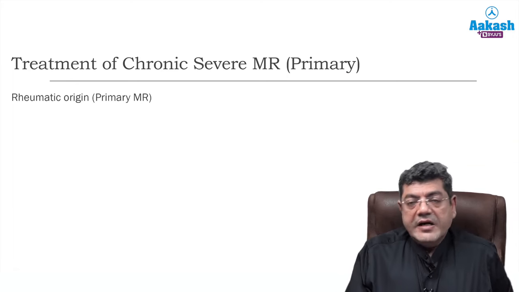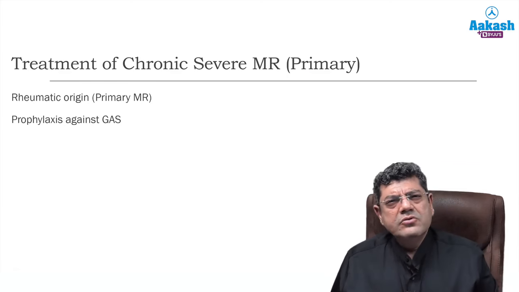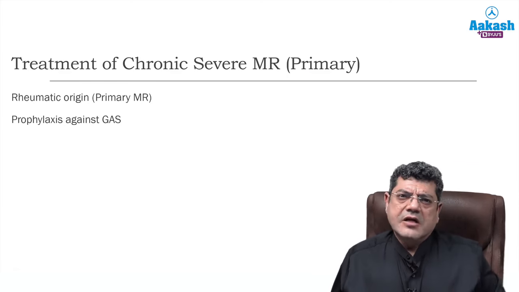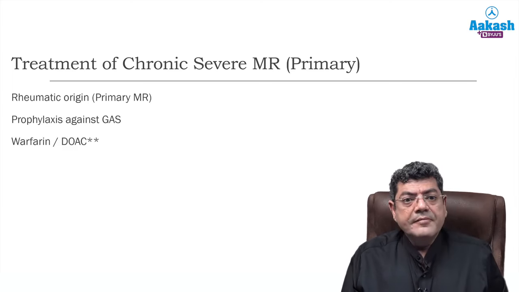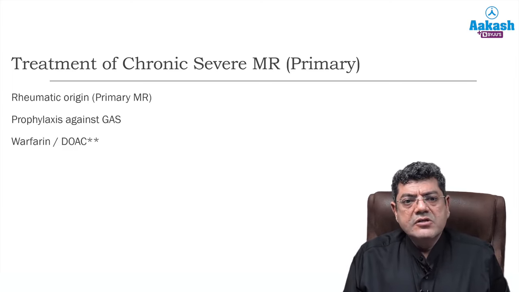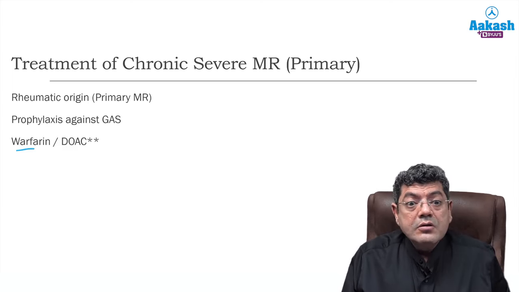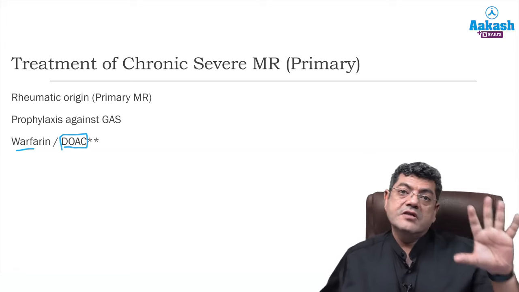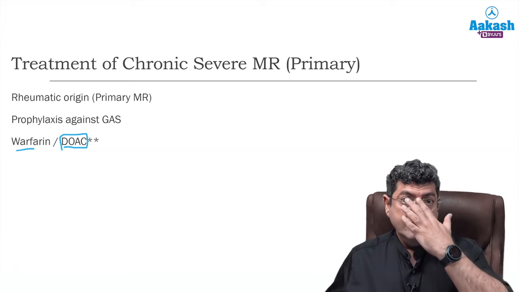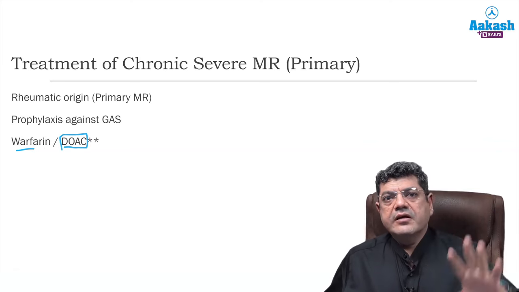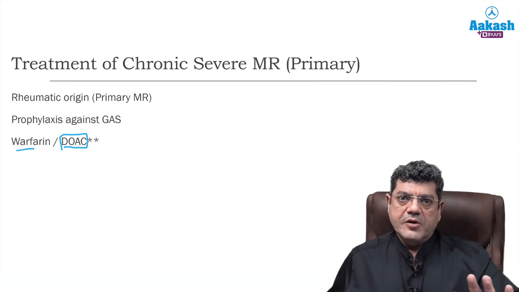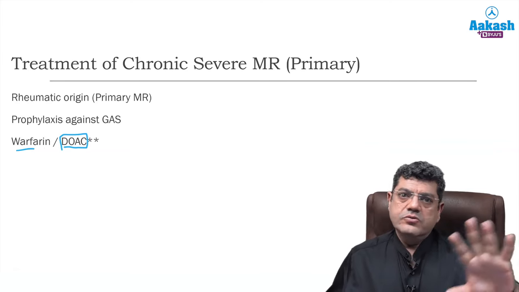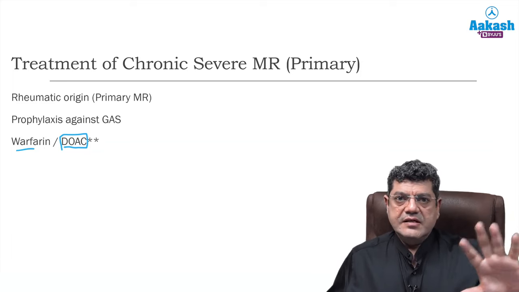So, when it's rheumatic in origin, you will use prophylaxis against group A streptococcal pharyngitis. You will use warfarin. You can also use direct oral anticoagulants. Now, with MS, I said that warfarin is definitely superior to drugs like apixaban and rivaroxaban. Not so for pure MR. For pure MR, you can use either. Both are as good as the other.